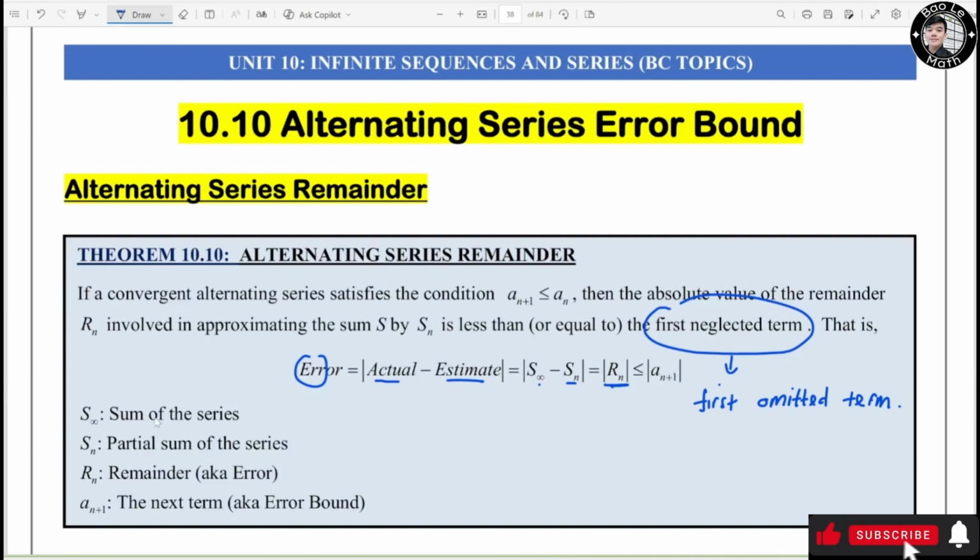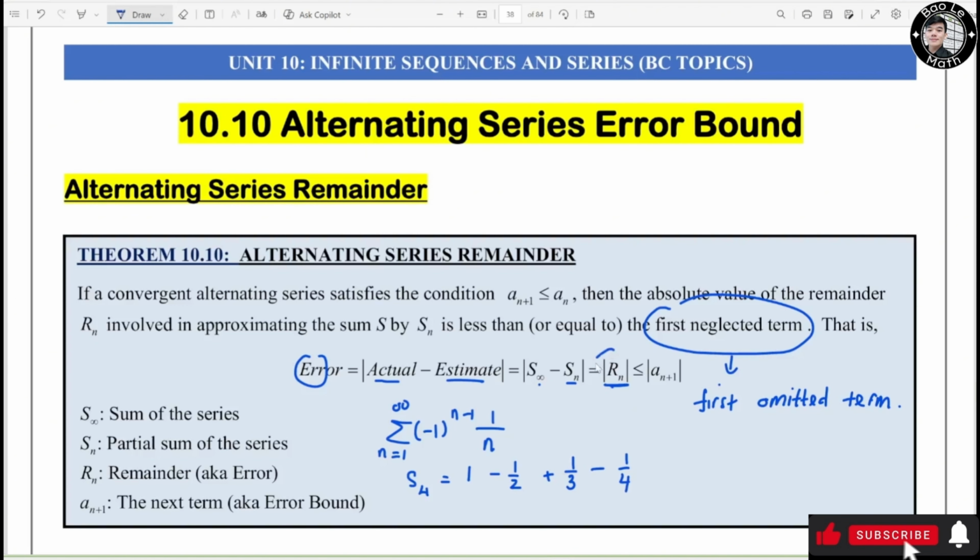So suppose we have the series negative 1 raised to the n minus 1 times 1 over n when n starts from 1 to infinity. If we start at 4, we have the S4 equals: if n equals 1, we have 1. n equals 2, we have negative 1 over 2. n equals 3, we have 1 over 3. n equals 4, we have negative 1 over 4, right?